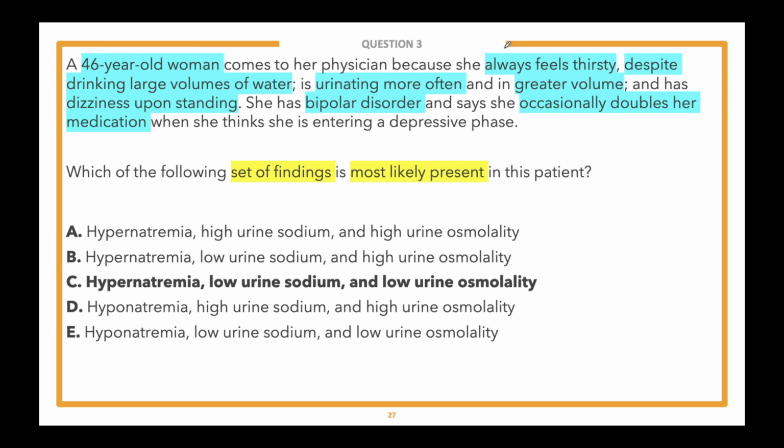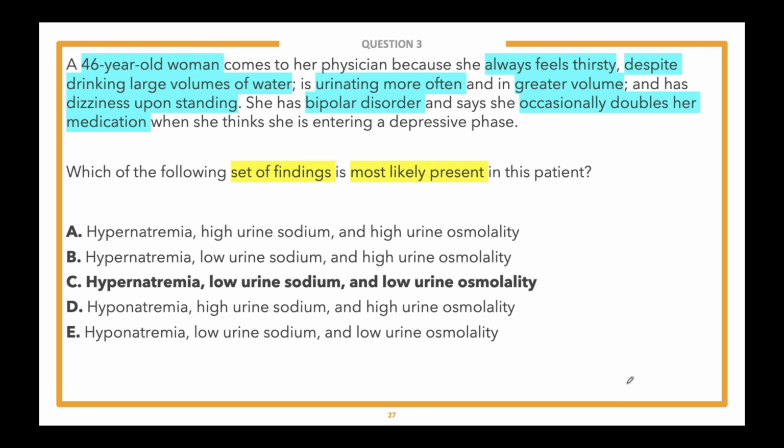Hyponatremia and low urine sodium and osmolality would be seen in primary polydipsia, which is not what this patient has. Primary polydipsia is excessive water intake, usually due to a psychiatric illness, and not what's going on here in this case. We know that she doubled her medication, so this is most likely a medication side effect. Answer choice D, hyponatremia, high urine sodium and osmolality, would be seen in the setting of inappropriate secretion of ADH, or SIADH.